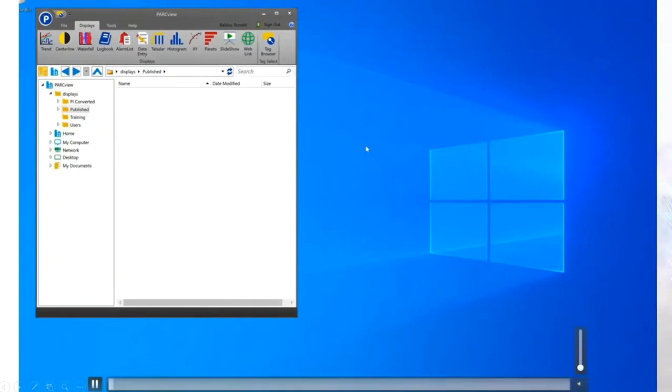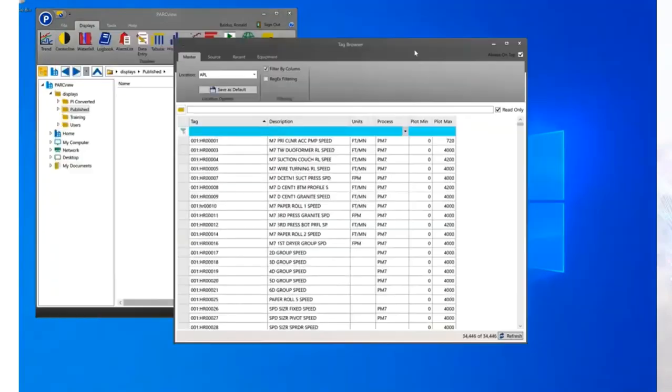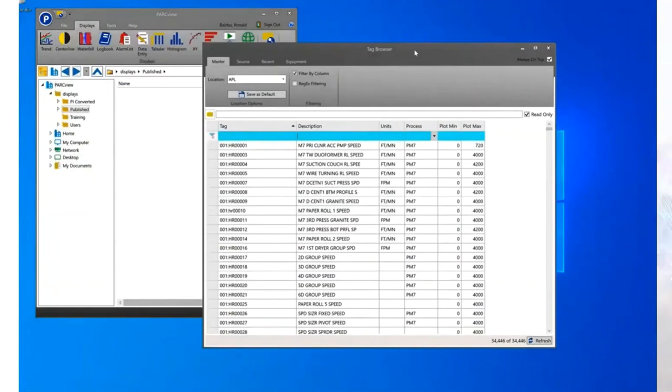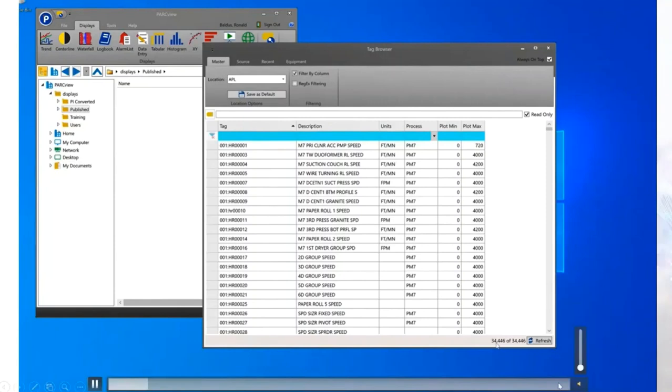So in this case, a real central part of our operation is the tag browser for being able to find things. It's a pretty simple tool to use. In this case, we're a plant that has 34,000 tags. And so we're looking at 34,000 tags. It doesn't make any difference whether you have 250,000, a million, it operates about the same speed.